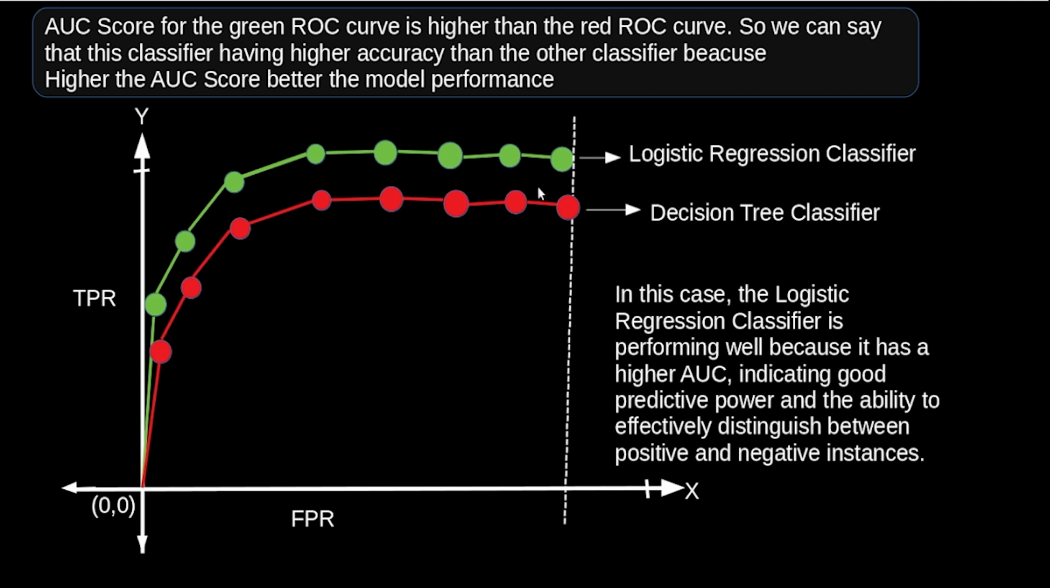So you can see that the logistic regression classifier has higher AUC because the area under the green curve is quite higher than that of the area under the red curve. In short, AUC is specifically used for comparison between different kinds of classification algorithms trained on the same data.